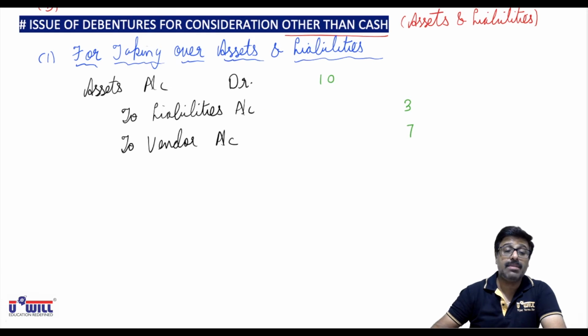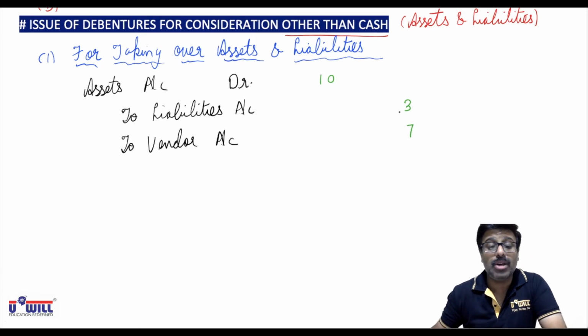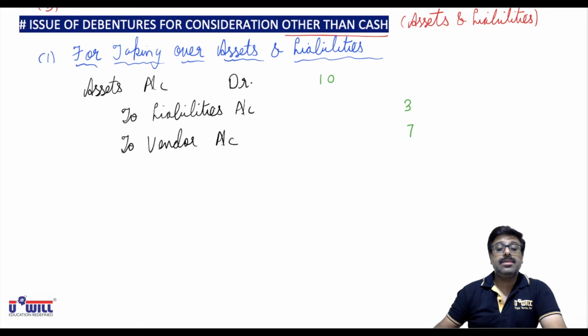This is just for an example, so these figures you may not write. Assets account debit, to liabilities account, to vendor account. This will be the entry for taking over assets and liabilities.